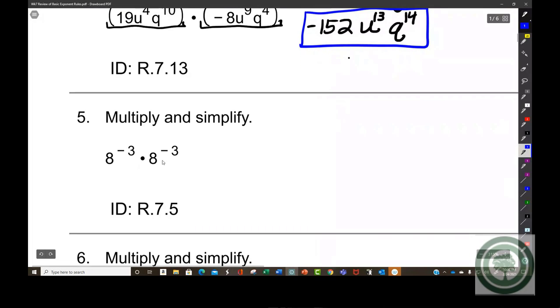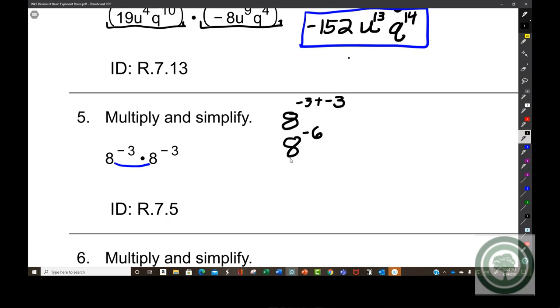All right, now look at this. We have 8 to the negative third power. Yes, remember there are negative exponents. 8 to the negative 3 times 8 to the negative 3. The important thing here is that the bases, the 8s, are the same. So this is going to be 8 to the negative 3 plus negative 3, which is going to be 8 to the negative 6.